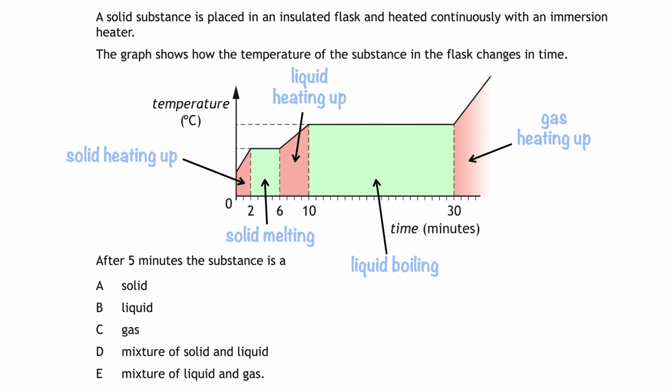If the substance is 100% solid at 2 minutes and 100% liquid at 6 minutes, then at 5 minutes it must be a mixture of solid and liquid. Our answer is D. Another question involving a change of state next, although it requires an equation.